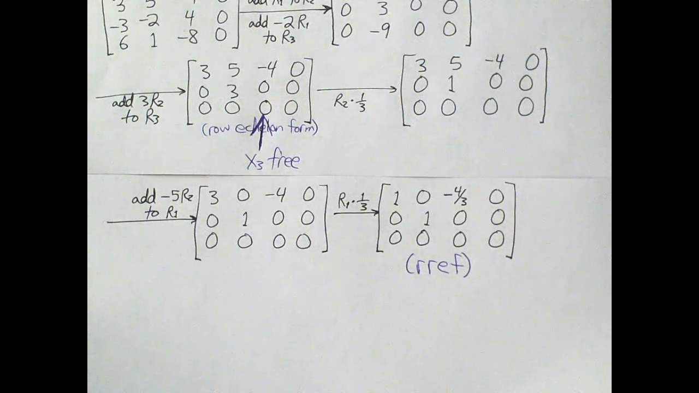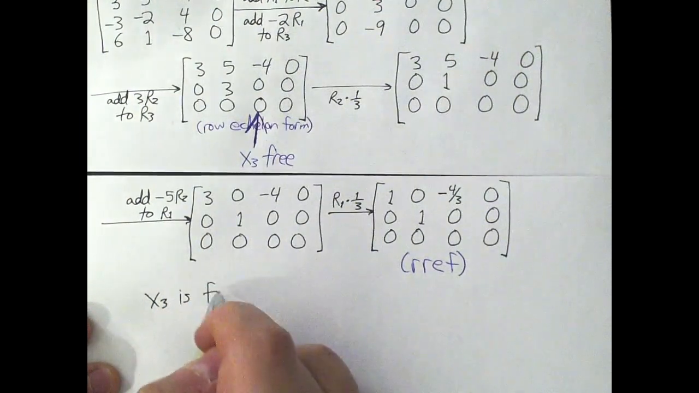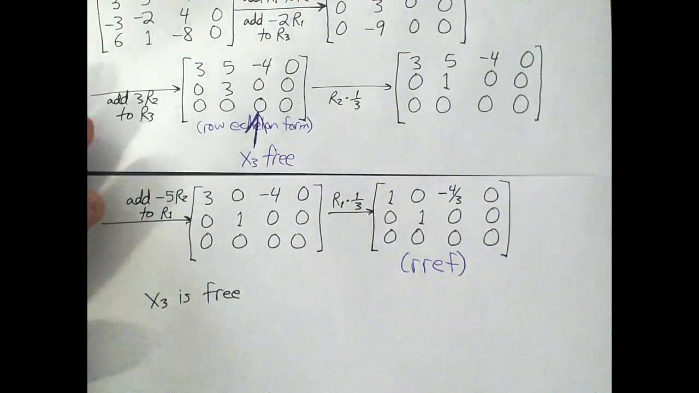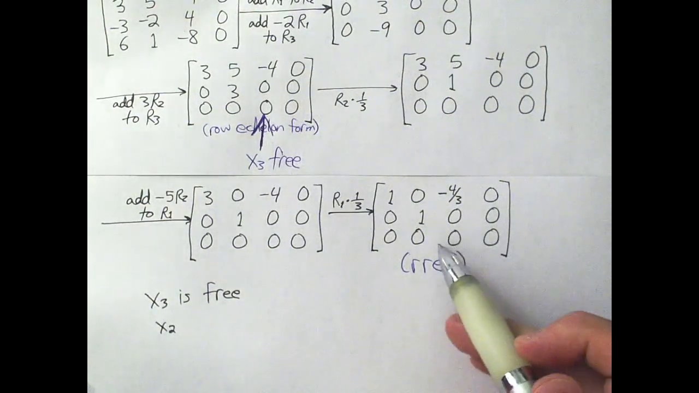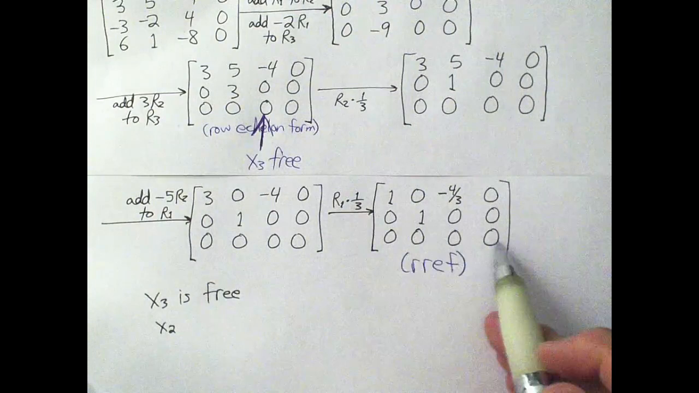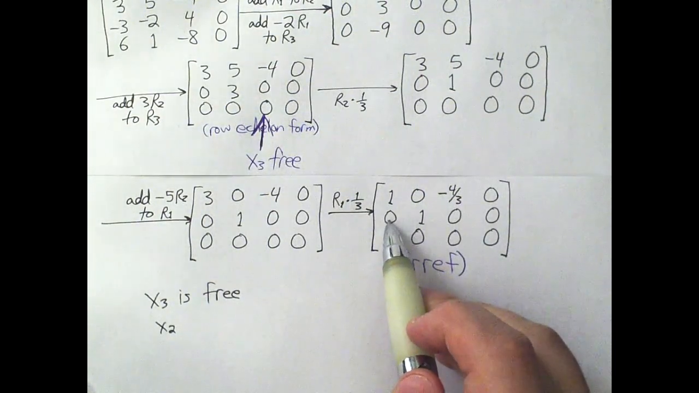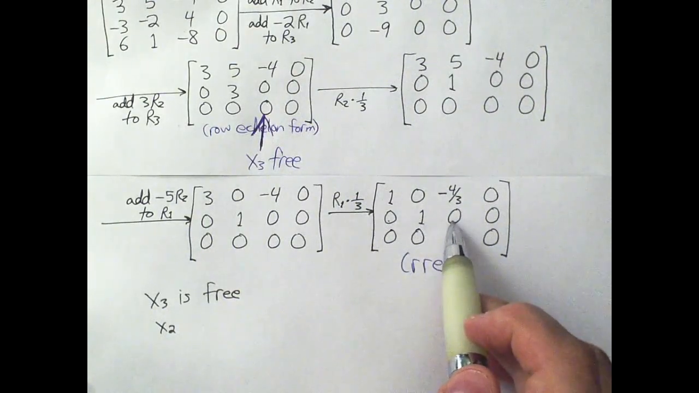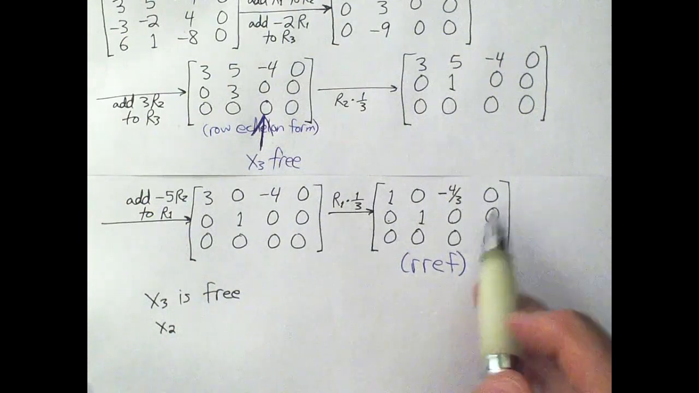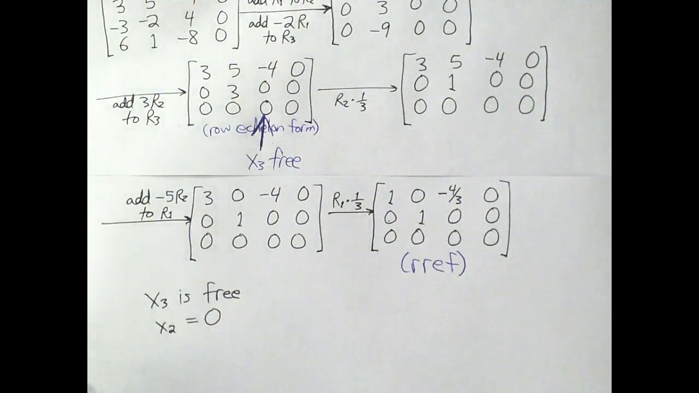We're done, but what can we say the answer is? Well, I said a minute ago that x3 is free. So that's one thing. What is x2? We try to read the equations from the bottom up. So the bottom equation doesn't tell us anything. The second equation says 0x1 plus 1x2 plus 0x3 equals 0. So that entire thing translates to say x2 equals 0.